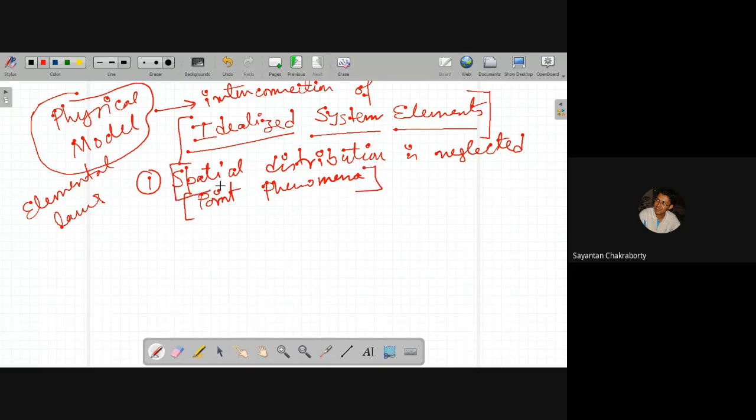Suppose you want to model a mass. So a mass will have some distribution. It will have some dimension, physical dimension. But for the purpose of mathematical modeling, we'll consider the mass to be concentrated at a point, say CG, of the physical system, and by this way we can consider this mass to be acting from that particular point only.